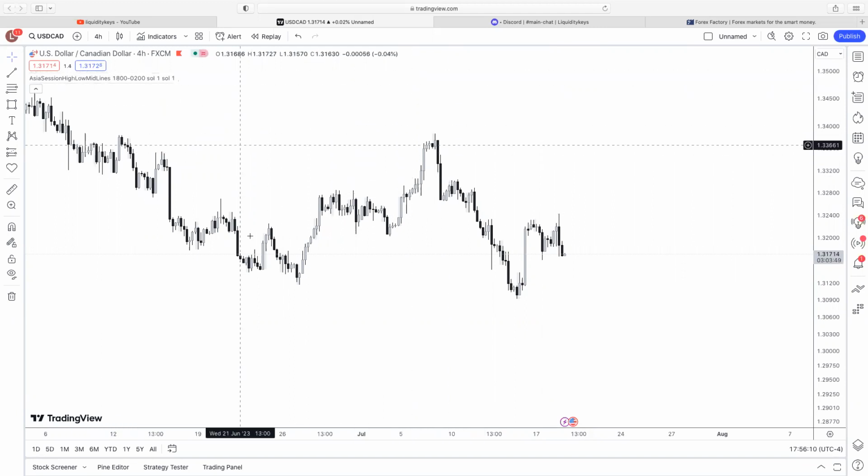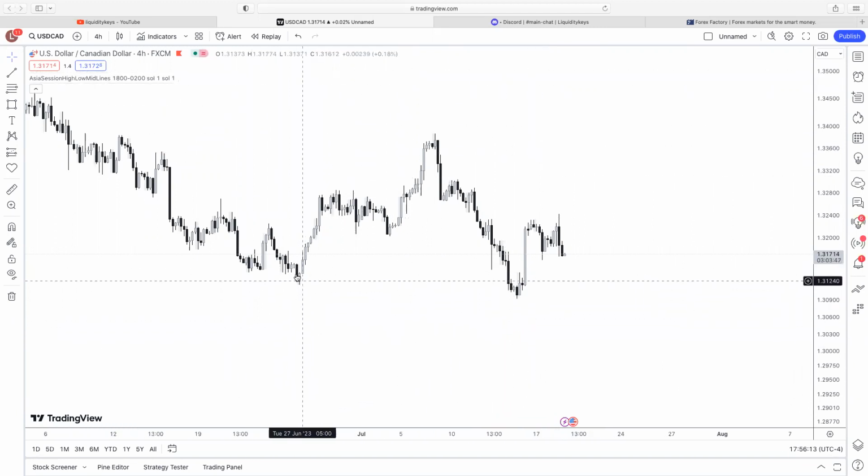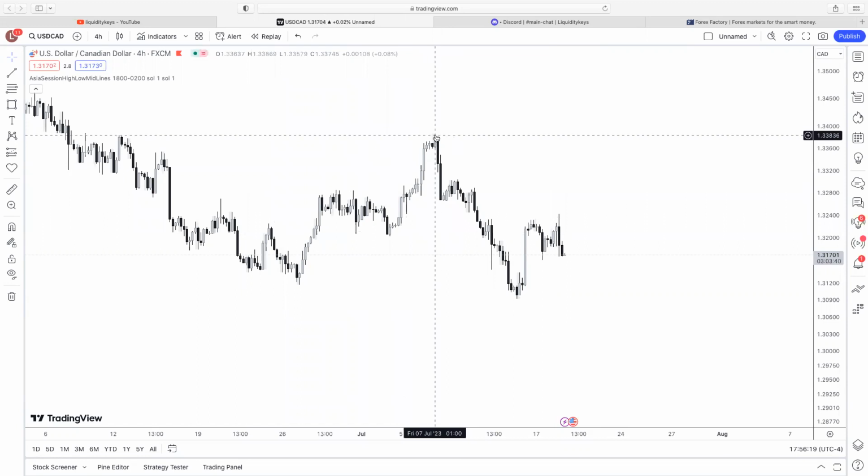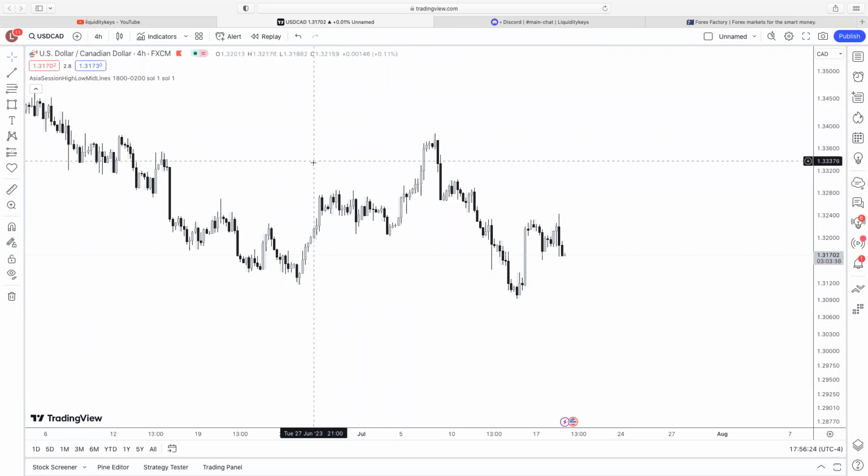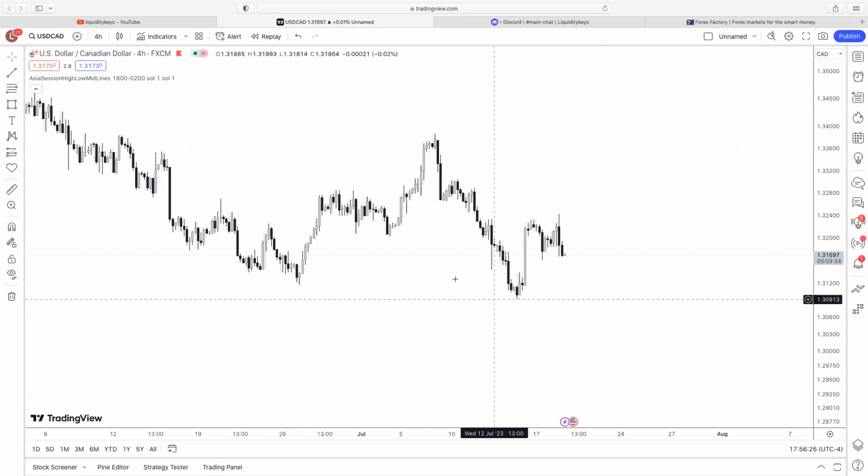So we have our Asia sessions on, which are these gray boxes. You can see how price came down here during Asia session, shot up, hit off the breaker, came up, and then we tapped in over here to run liquidity, and price just melted.